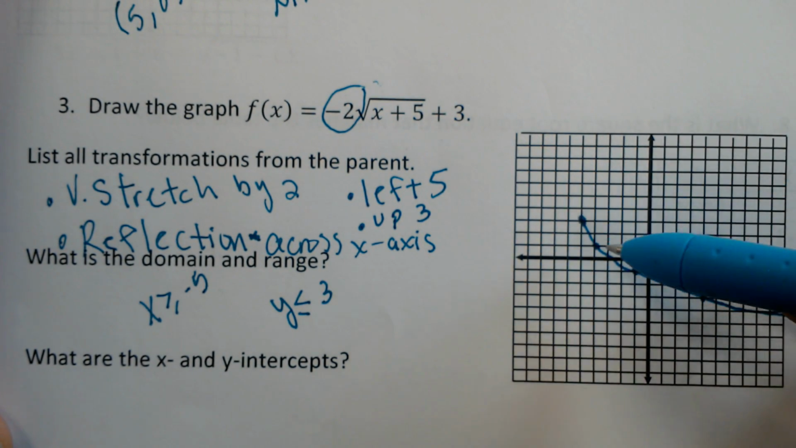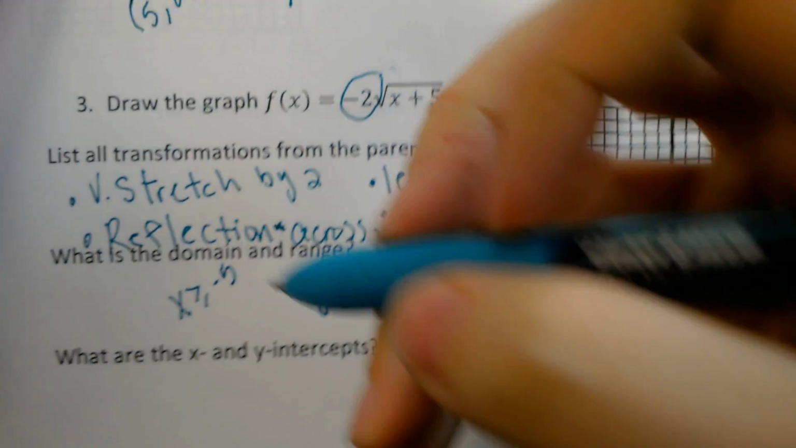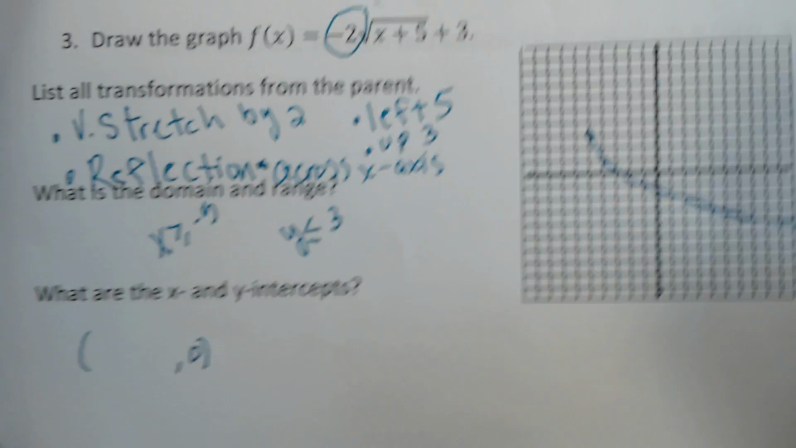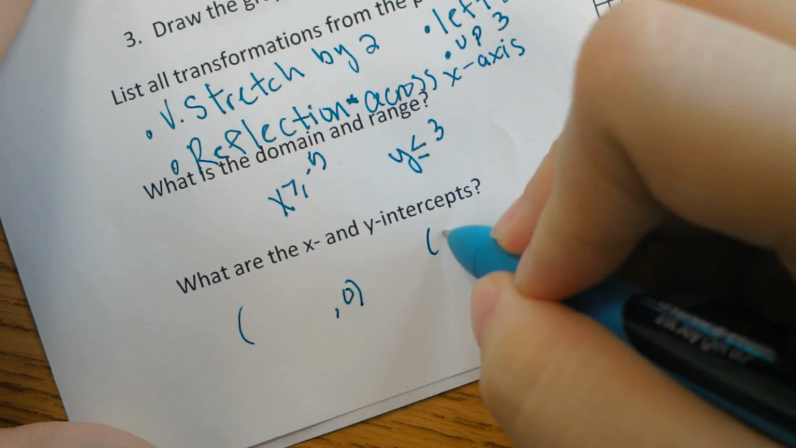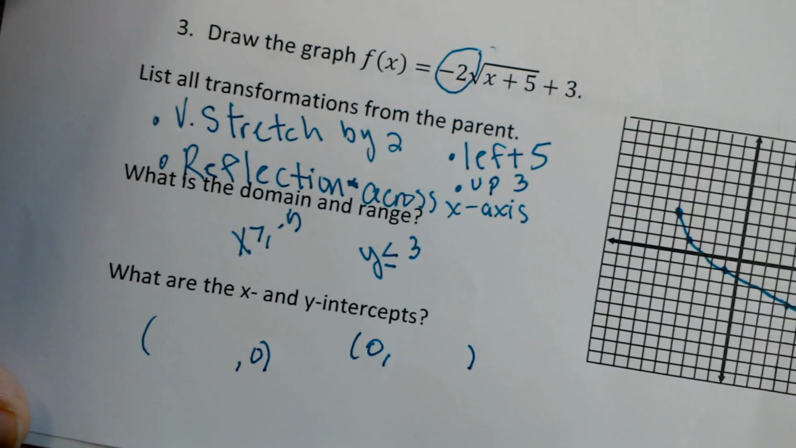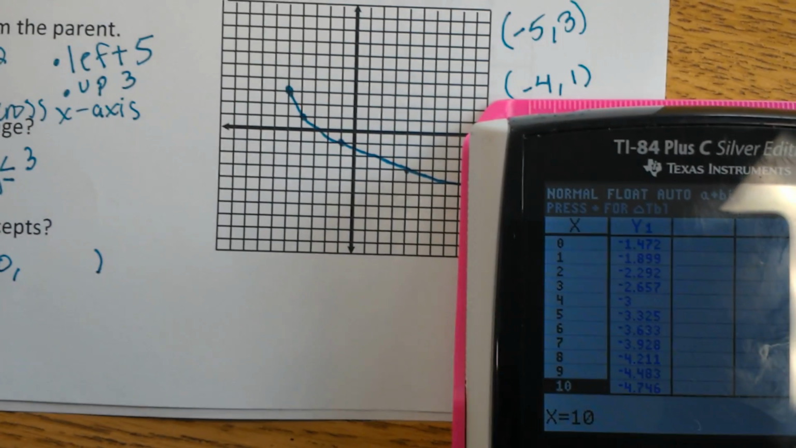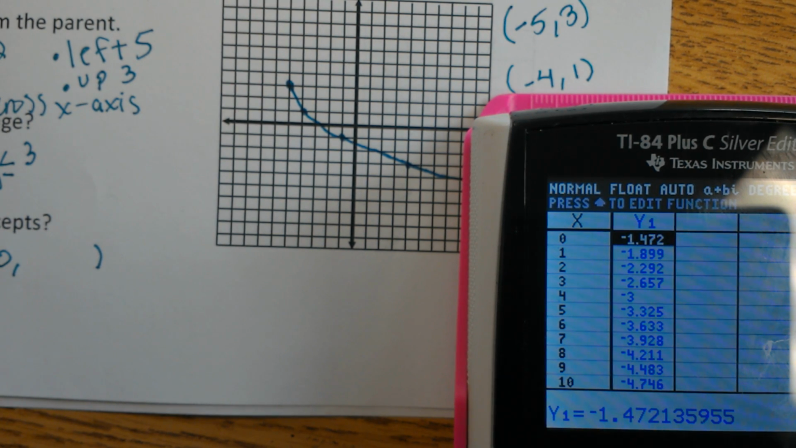And I do indeed have an x and a y intercept. So my x-intercept is when my y value is 0. My y-intercept is when my x value is 0. The y-intercept is always the easiest to find. You can look in the table for it. So here x is 0, so my y-intercept is roughly -1.47.